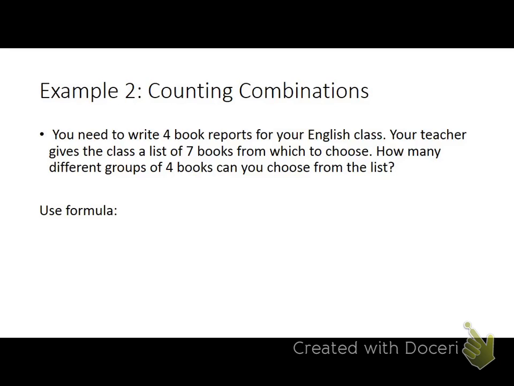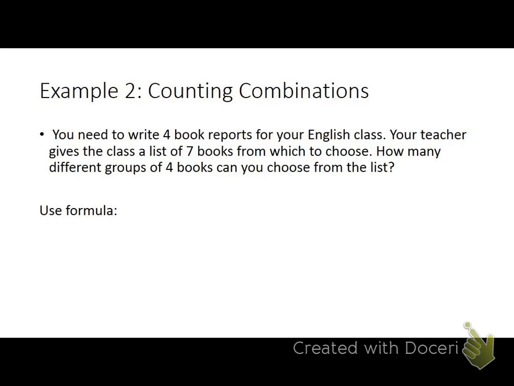Now we're going to skip over to example 2, counting combinations. Let's look at this example. It says you need to write 4 book reports for your English class. Your teacher gives the class a list of 7 books from which to choose. How many different groups of 4 books can you choose from the list?